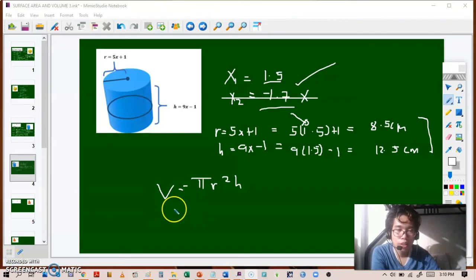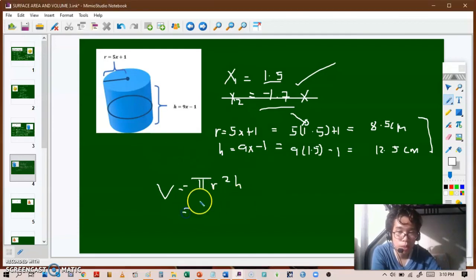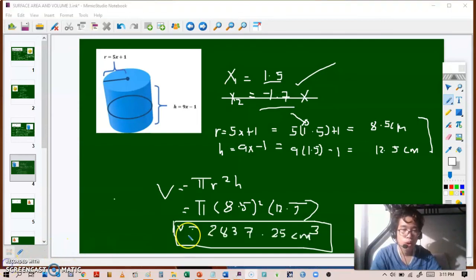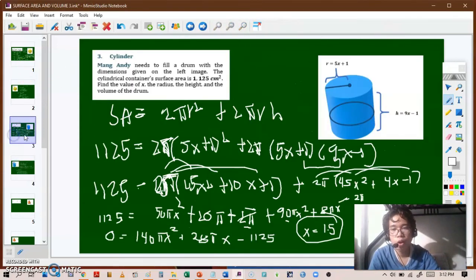We just need to find the volume, which is V equal to pi r squared h, so that's going to be pi times r squared, which is 8.5 squared, times h, which is 12.5. And the value of that, the volume of the cylinder, is 2,837.25 cubic centimeters.